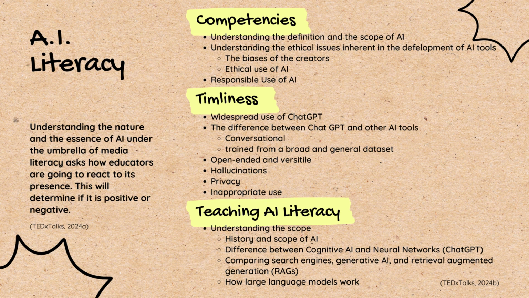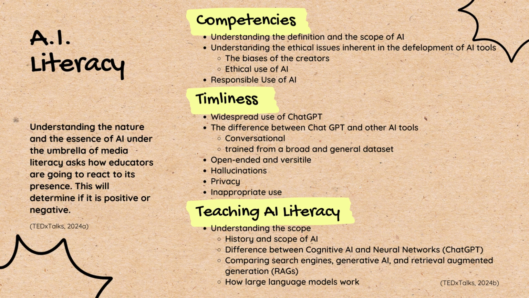Timeliness. Widespread use of ChatGPT. The difference between ChatGPT and other AI tools. ChatGPT is conversational, and it's trained from a broad and general dataset. It's open-ended and versatile. It can create hallucinations, which are false information. There are many privacy issues and many examples of inappropriate use, including the stealing of intellectual property.